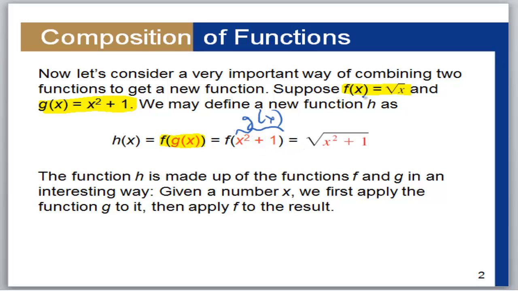So what is the rule for f? The rule for f is take the square root. But instead of taking the square root of x, I'm now taking the square root of x squared plus 1. Okay, so that would be the definition of a composition of functions, right? You first apply one function and then apply the second function to that result, right?